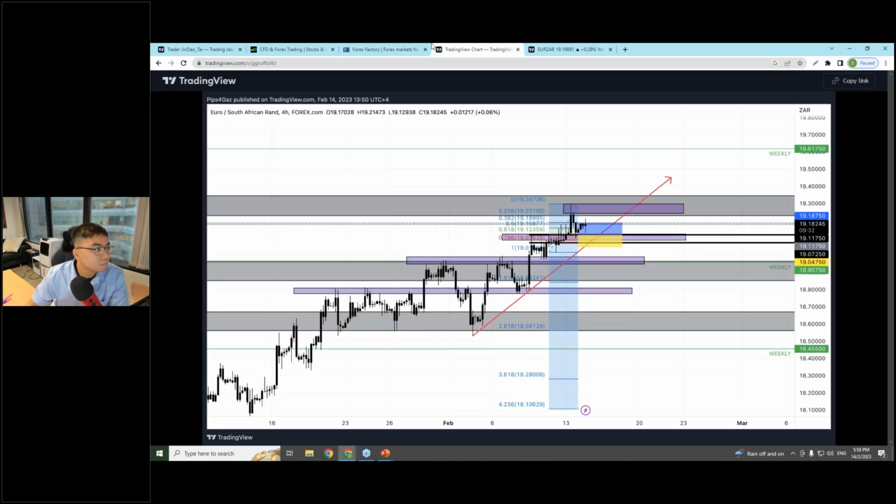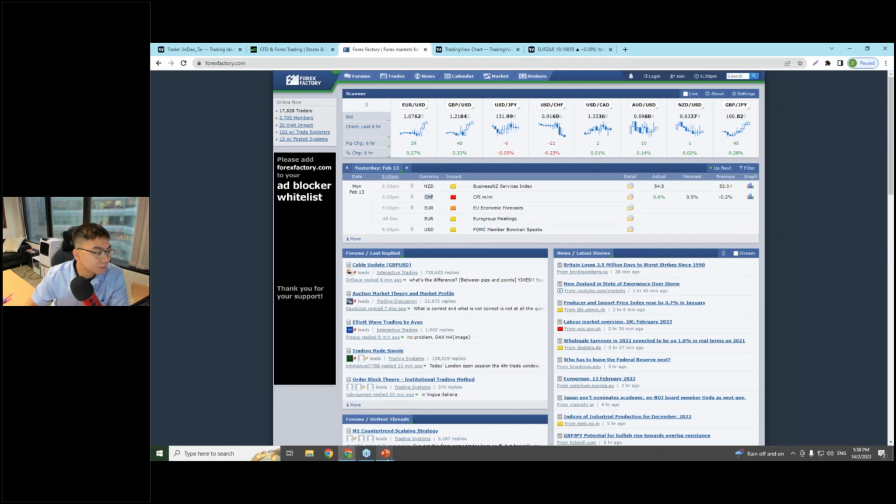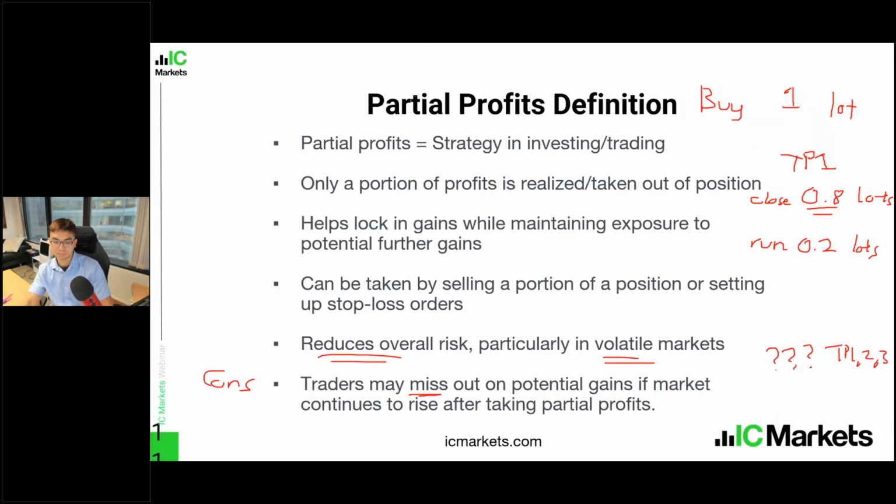Okay, next. Okay, so a lot of people do not like to take partial profits. They feel that if they are in a trade, they shouldn't take partial. They want to either gain nothing, set break even, and not make anything at all, or take a full take profit. They will never take partial.